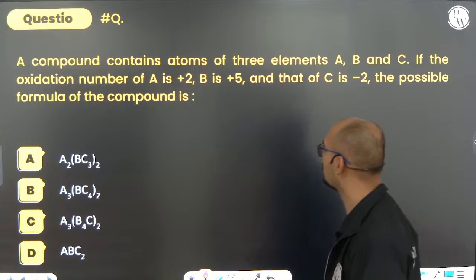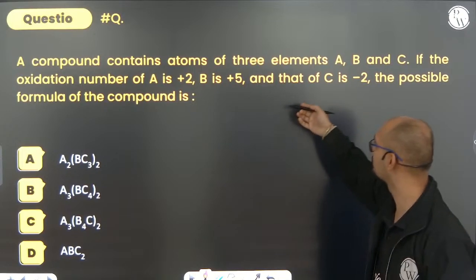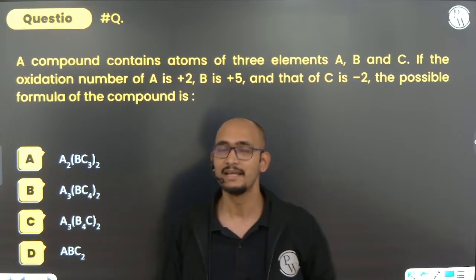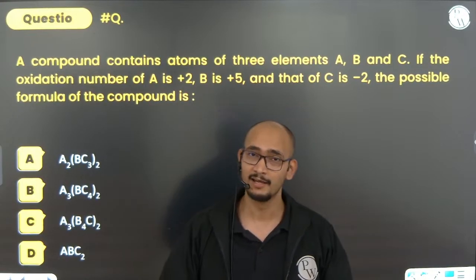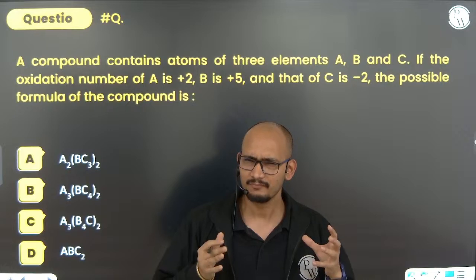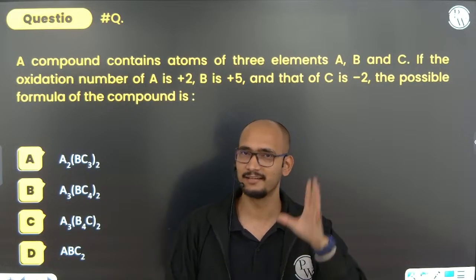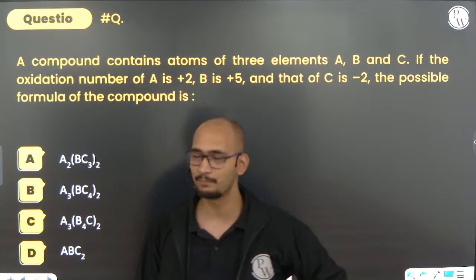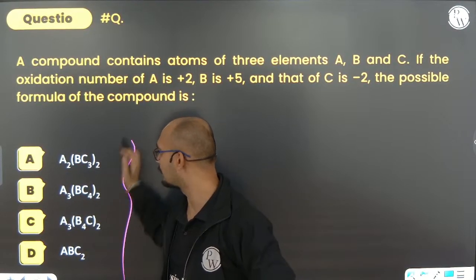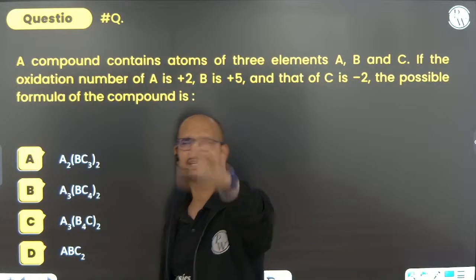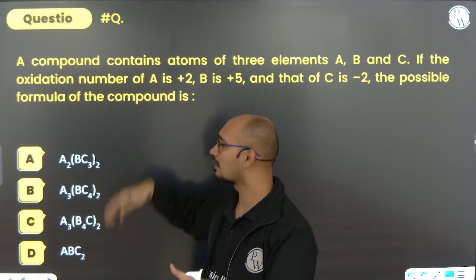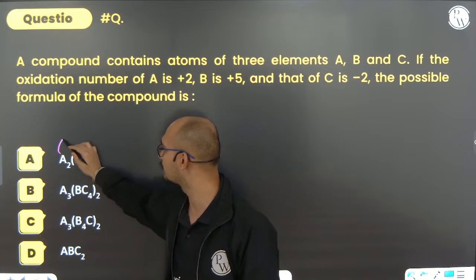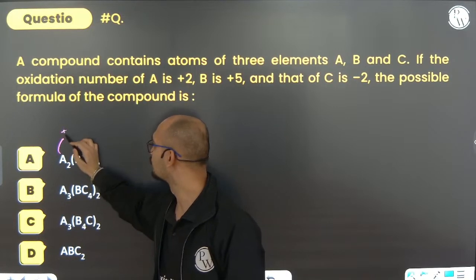A compound contains atoms of the three elements A, B, C. If the oxidation number of A is +2, B is +5, and C is -2, the possible formula for the compound is, always remember, one of the applications of oxidation state. If you add all the oxidation states, it should be equal to the total charge of the compound. The total charge of the compound is 0, so we just have to check whether all the charges add up to 0 or not. A has charge +2, so 2 into 2 is 4.